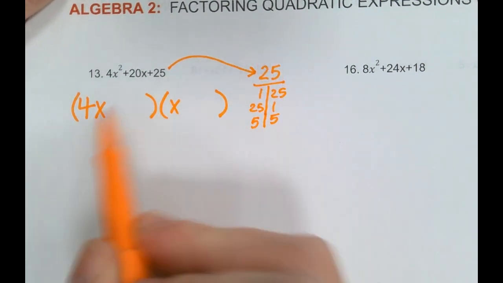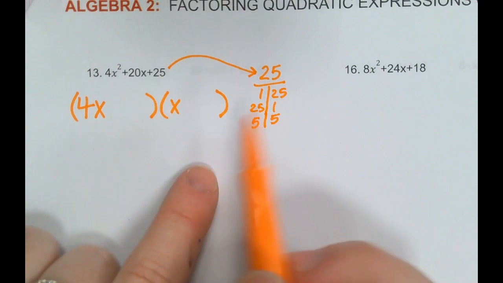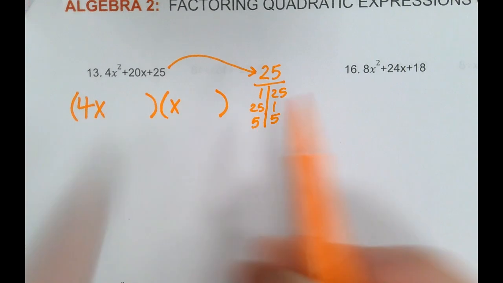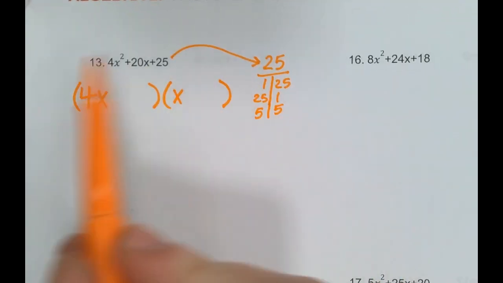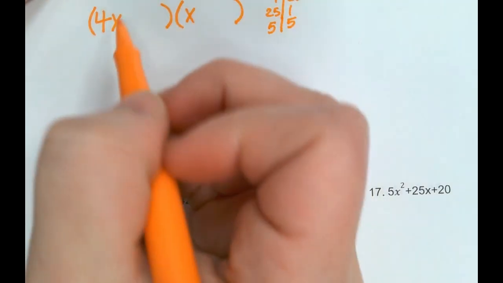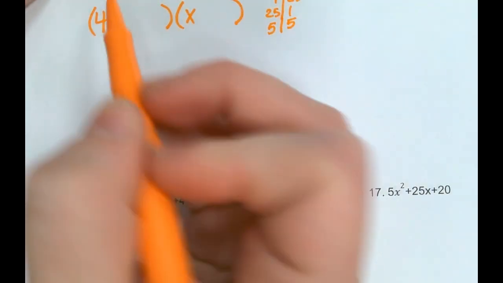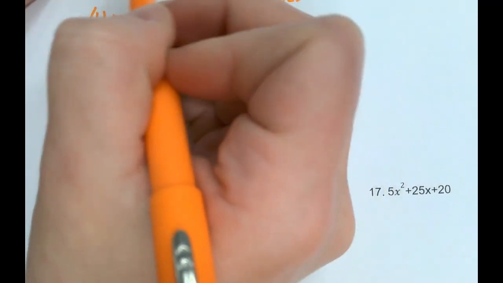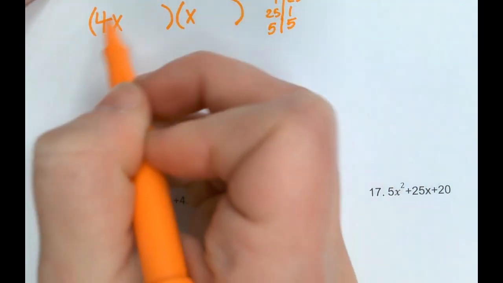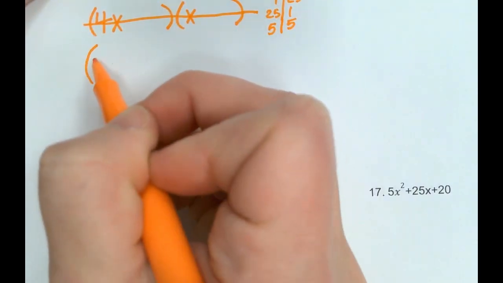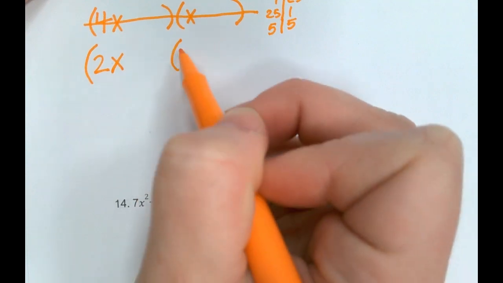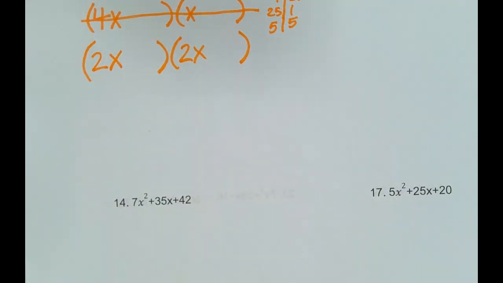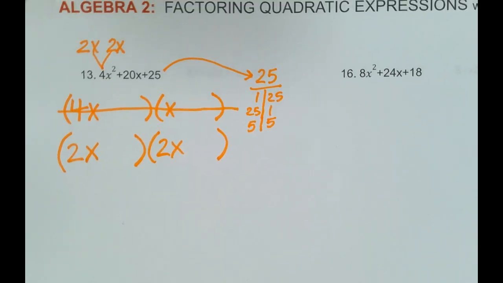Whenever we put these numbers in, I'll save you guys a headache. You're going to find that none of these options work. So if none of your options work, that means we need to break down our A. Those are 4 as 2 times 2, into 2x and 2x instead. So let's try that. 2x and 2x.